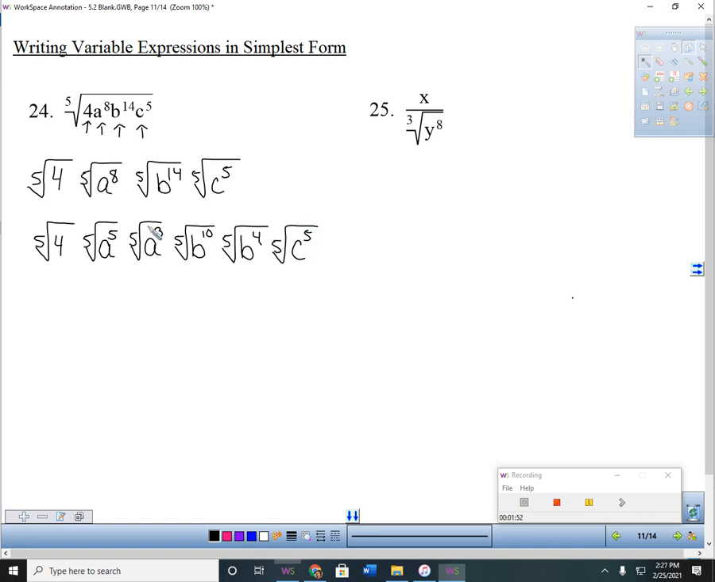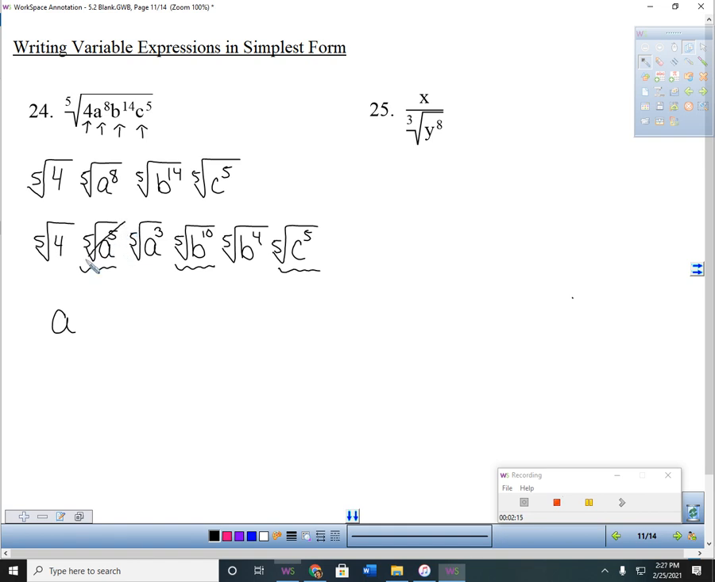So now that I have split everything I can split, I want to do the perfect ones first. So a to the 5th, that's a perfect one. B to the 10th, that's a perfect one. And c to the 5th is a perfect one. So do those first. So the 5th root of a to the 5th is a.